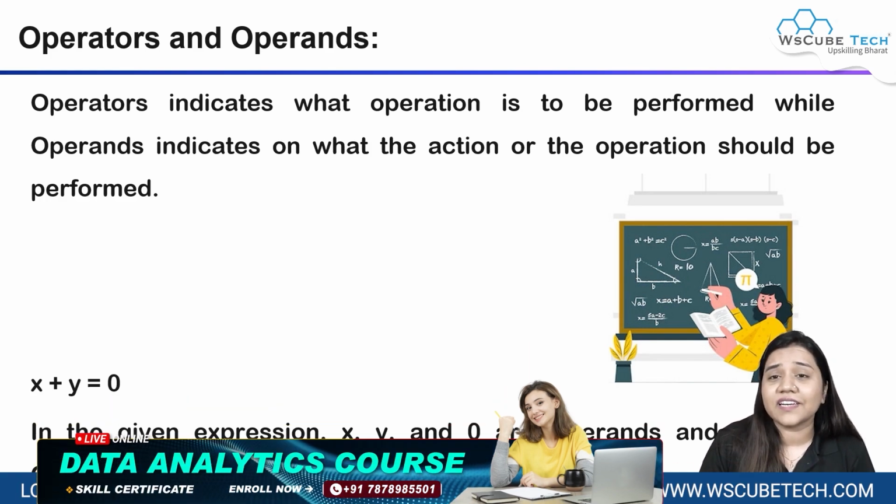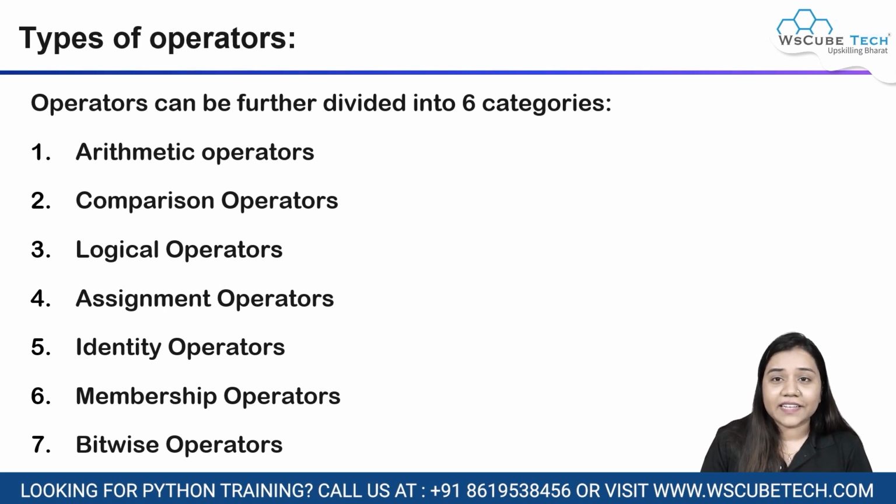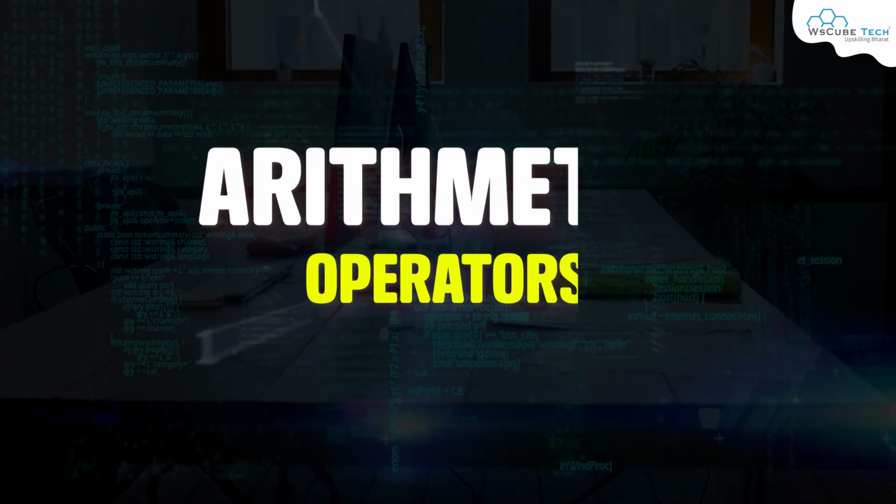Operators are further categorized into 7 categories. What are these 7 categories? We have arithmetic operators, comparison operators, logical operators, assignment operators, identity operators, membership operators, and bitwise operators. These are the 7 types of operators that we will be learning throughout this module. We will be learning each operator in detail in each session.